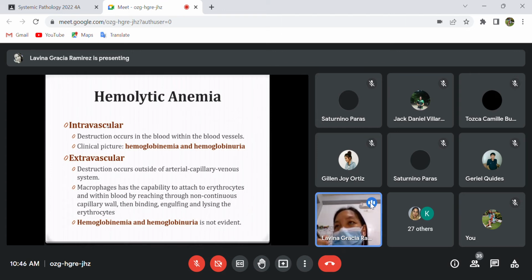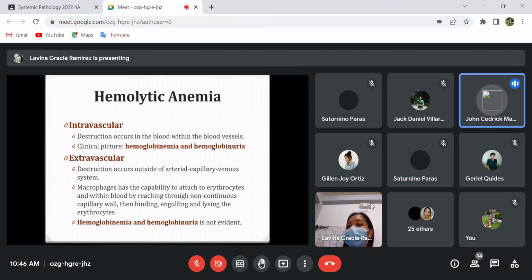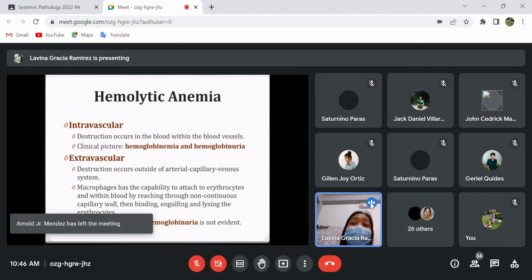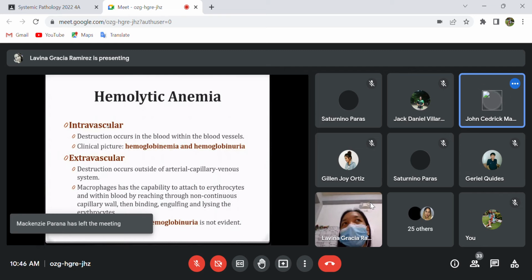Can I hear from Matudio? Matudio, you're here. Yes po, Dok. John Cedric. Okay. So, anong naalala mo kay hemoglobin? Anong structure ng hemoglobin? That can be separated once destroyed within the reticuloendothelial system, particularly the spleen. Ano yung pwedeng ma-separate from the structure? Mr. Matudio. Sige, kaya mo yan.